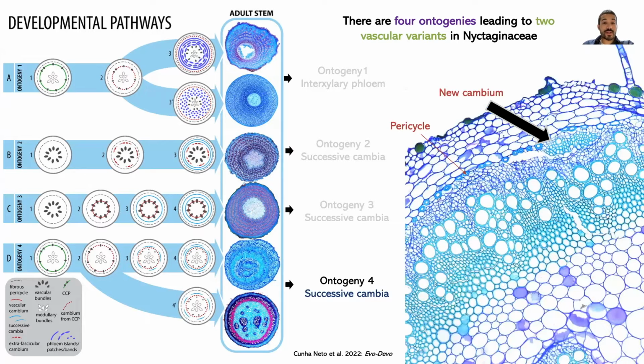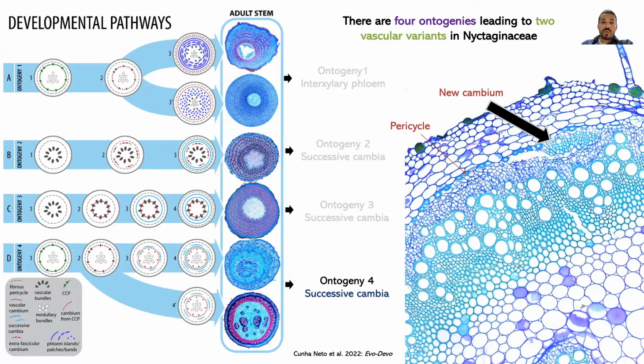Ontogeny 4 starts with a polycyclic eustele. And here we have a cambium that originates from the same type of continuous procambium that we saw in ontogeny 1. But in this case, that first cambium has a type of regular activity, producing secondary xylem and secondary phloem for a period of time. And only later, a new cambium is also formed from vascular cells located internally to the pericyclic fibers and outside the secondary phloem.